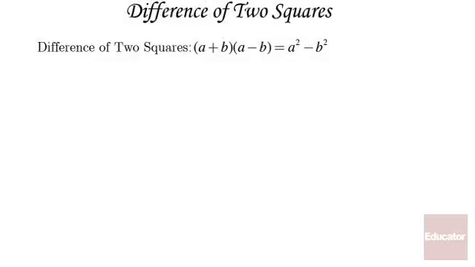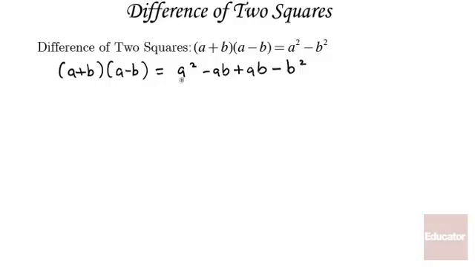The last one is the formula for the difference of two squares. The difference of two squares would be in the form a plus b times a minus b. Using FOIL, first is a squared, outer negative ab, inner ab, last negative b squared. This gives me a squared. Negative ab and ab cancel out. That drops out. And then I have minus b squared.